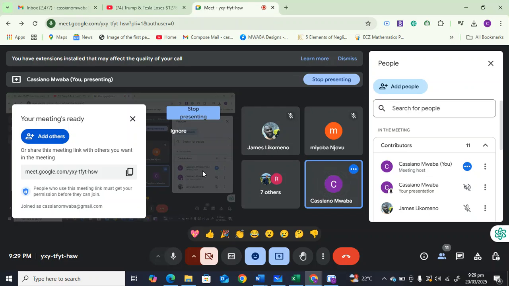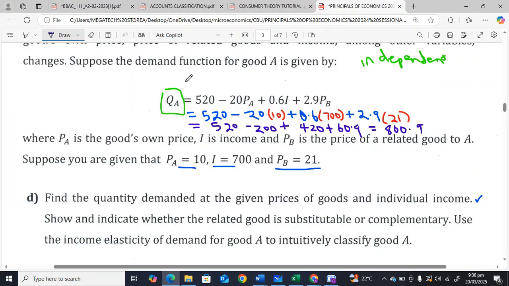Now, colleagues, we have to remember how the price of either a substitute good or a complementary good affects the demand of our main good. So in this case, we have two goods, good A and good B. PB is the price of good B. First we have to be able to classify if good B is a substitute or a complementary good, and we can tell that from the signs.